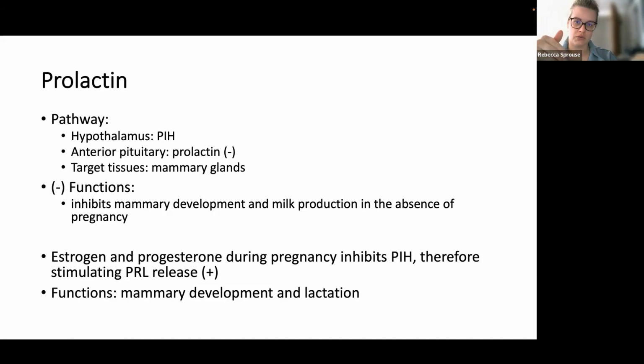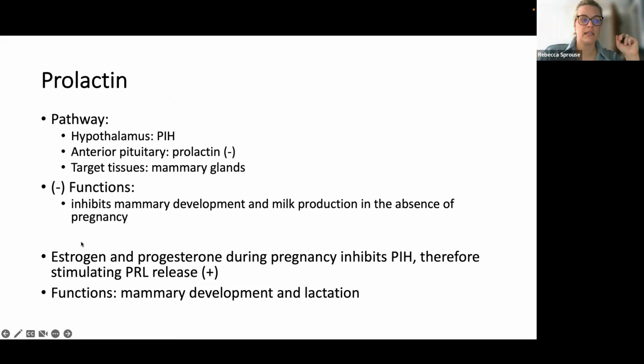But in a pregnant individual, okay, pregnancy hormones, estrogen and progesterone, those two hormones are very high during pregnancy. And those actually inhibit PIH in a negative feedback mechanism. So you have estrogen and progesterone being released by the ovaries during pregnancy. And that actually negative feedbacks up to the brain and the hypothalamus and shuts off PIH. Well, if you shut off PIH, right, now you're going to start producing prolactin. It's going to be the opposite effect. And then mammary development and lactation can occur.